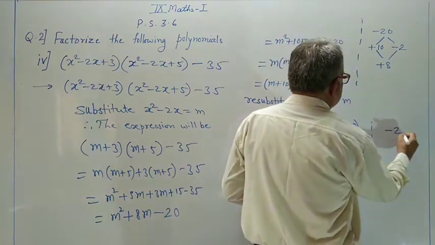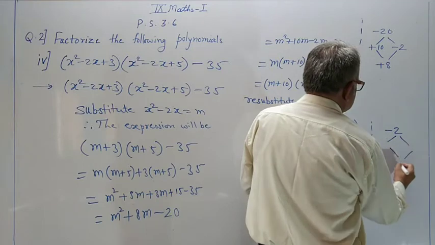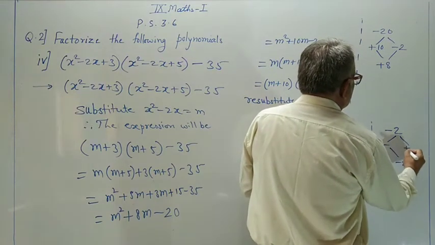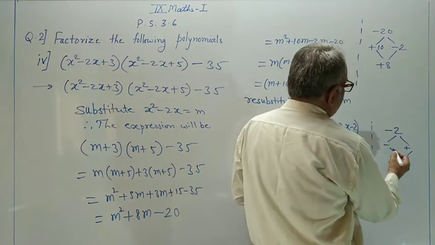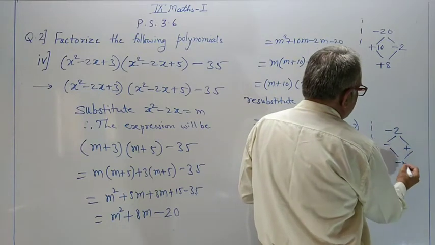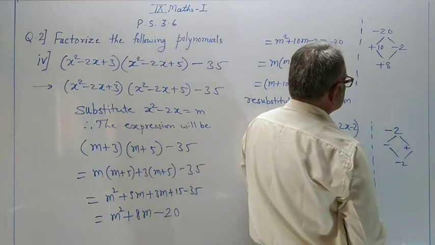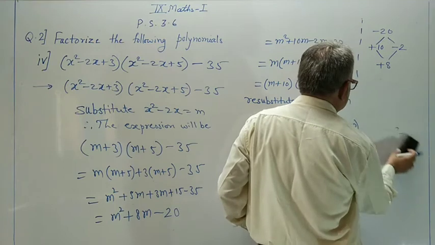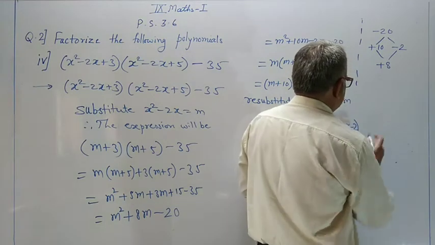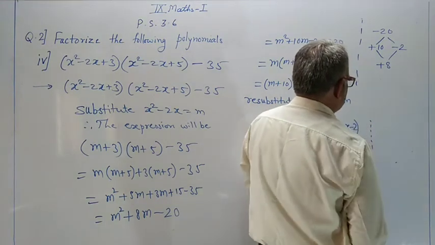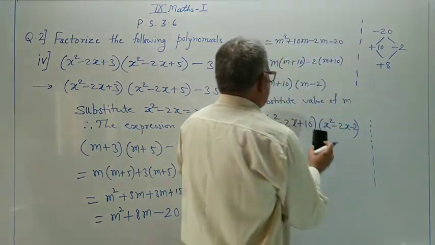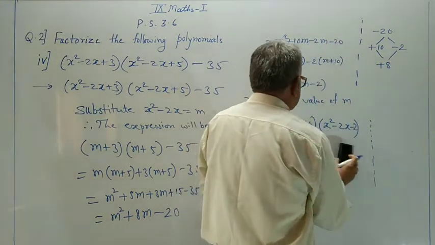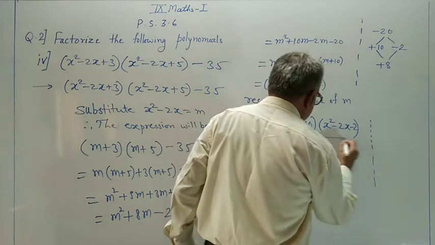Then product minus 2 and addition also minus 2. Product minus 2 is possible only one way, 2 1s are 2, but minus 2 plus 1 is minus 1. We want minus 2, so this also is not possible. So what we tried, this line indicates we tried it, but we find that the factors of these two are not possible.